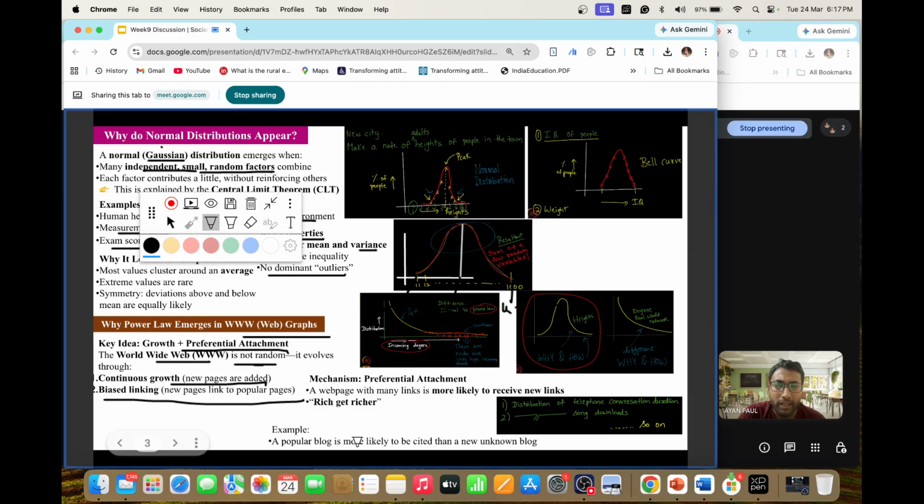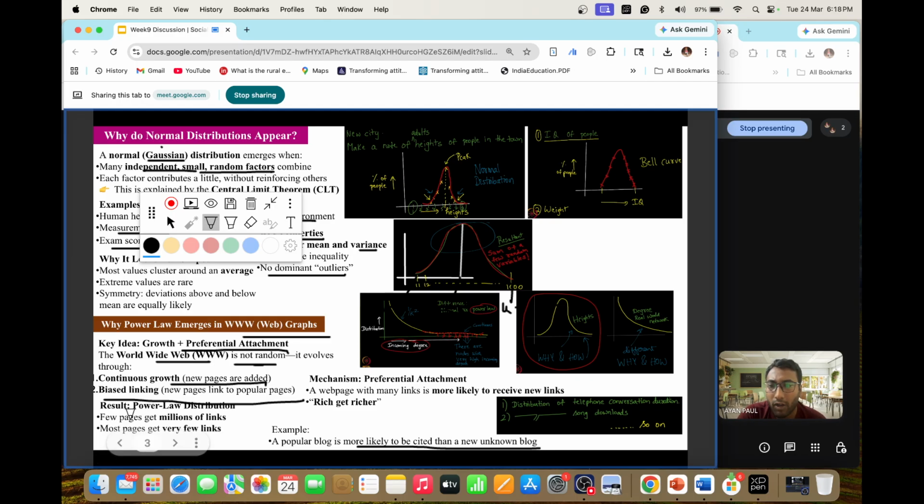So a popular blog is more likely to be cited than a new unknown blog. So definitely, whenever people follow, they will follow the already more popular links. Okay, so that is why you are getting this type of curve. That means a small number of nodes have very high degree and other nodes have low degree. Okay, so this is the thing.